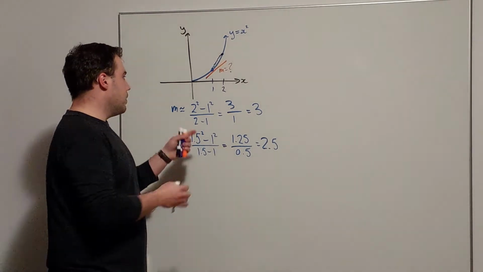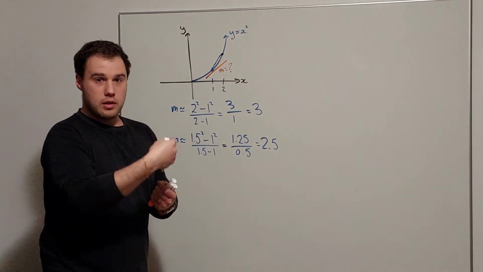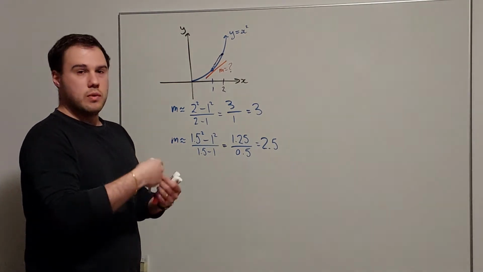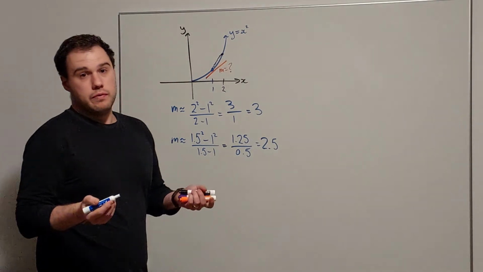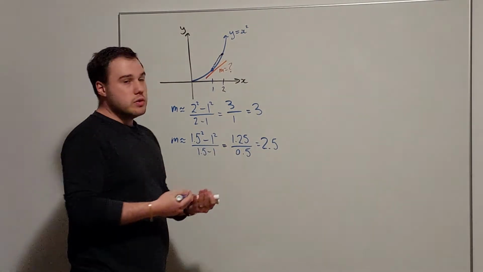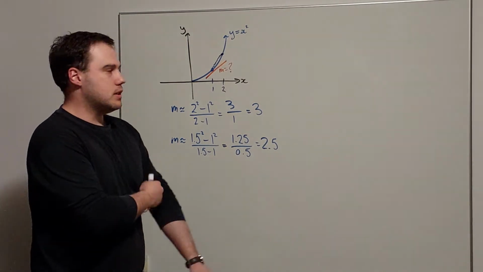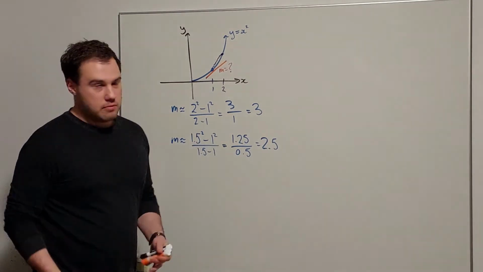All right, so moving our x coordinate a bit closer. 1.5 is closer to 1 than 2 is. Maybe our approximation has improved. All right, so it seems likely that 2.5 is closer to the actual gradient of that tangent line than 3 is. All right, so let's just go again and move even closer.